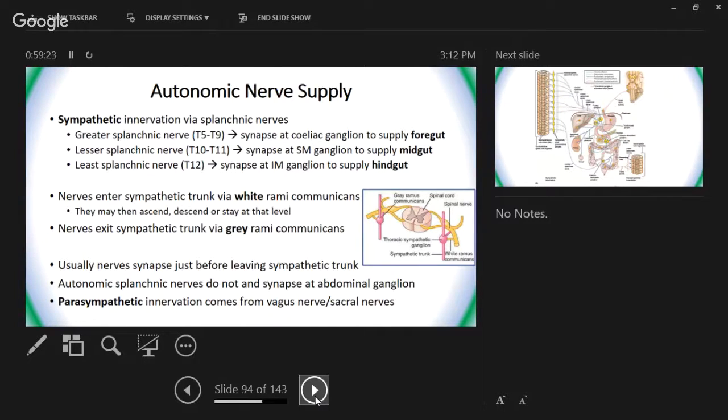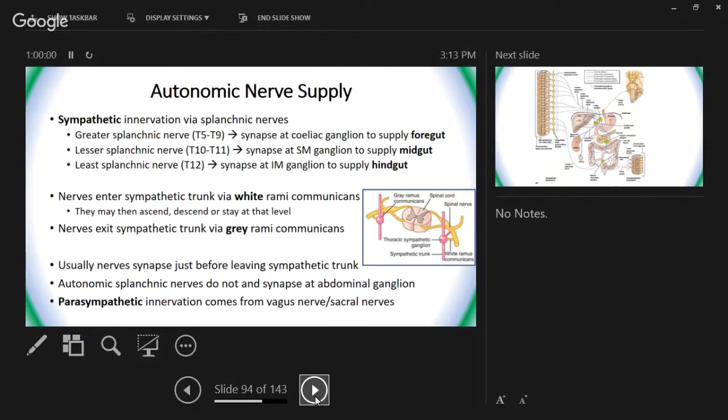Normally you have synapse just before they leave the sympathetic trunk, but the splanchnic nerves are a little bit different because they synapse at ganglia in your abdomen. So instead of synapsing in the sympathetic trunk, they leave the trunk without synapsing, and those synapses occur at the ganglia. Some pictures are coming up, and you can see the nerves going to those ganglia.